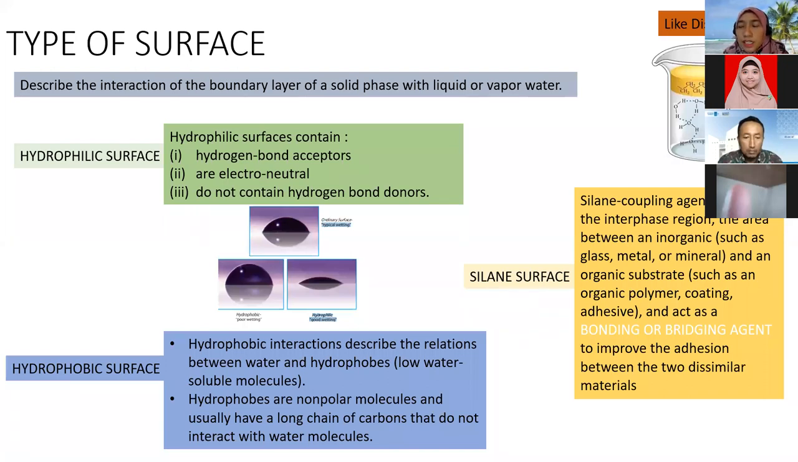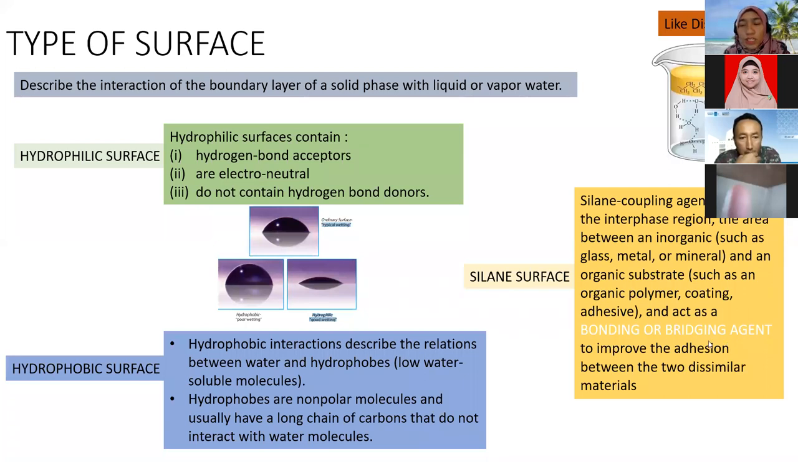Okay, there is another one we call silane surface. It acts in the interface region, the area between an inorganic and organic substance bond, and acts as a bonding or bridging agent to improve the adhesion between the two dissimilar materials. Now you find the other word, adhesion. Just now it was adsorption, but now it is adhesion. Actually, this is more for you engineers rather than us. Adhesion is more popular to engineers.